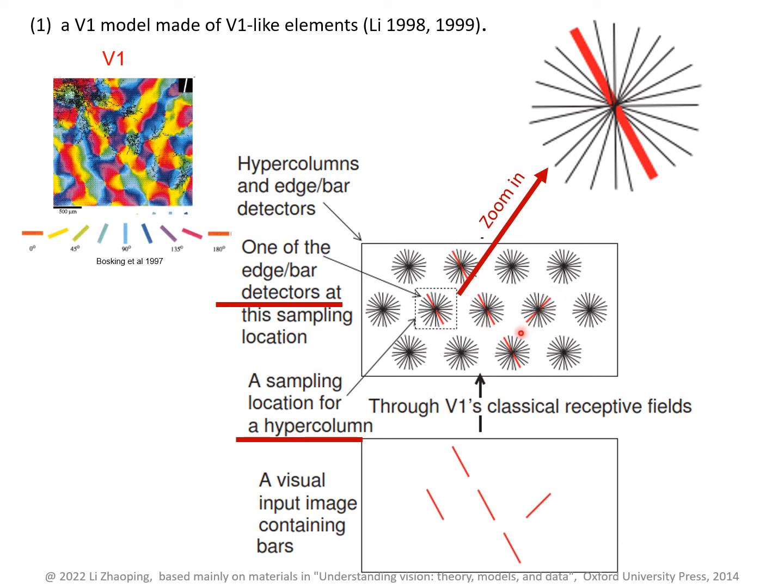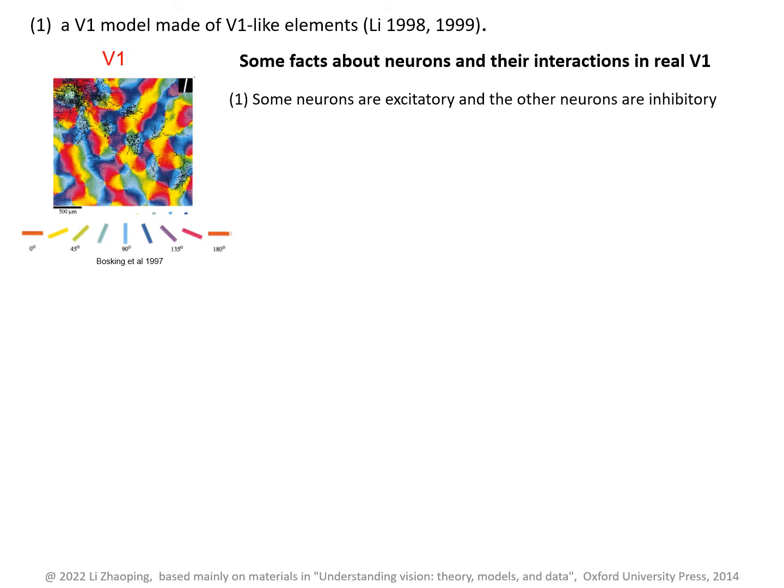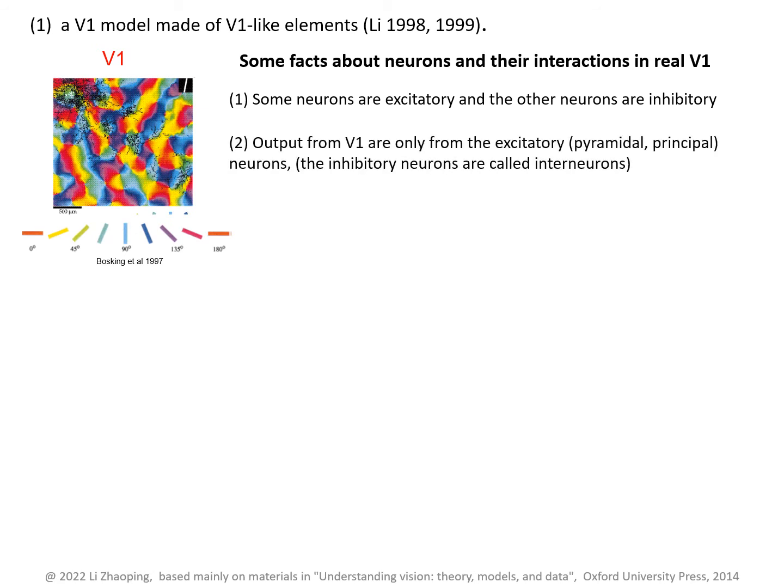We color them red just to visualize them. Here are some facts about neurons and their interactions in real V1. Some neurons only excite other neurons, and the other neurons only inhibit other neurons. Outputs from V1 to other brain areas, such as V2 or superior colliculus, are only from the excitatory neurons. These neurons are also called pyramidal cells or principal neurons.